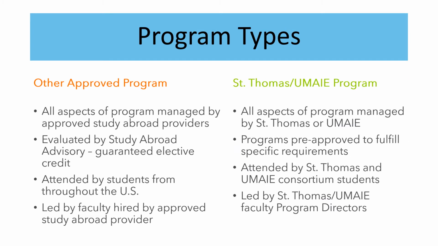There are two types of J-Term programs. For other approved programs, all aspects of the program are managed by approved study abroad provider organizations. These study abroad providers' programs are evaluated by our study abroad advisory, and the credits from these courses are guaranteed St. Thomas elective credits. These programs are attended by students from all over the U.S., not just St. Thomas, and the programs are led by trained staff and faculty that are hired by the approved study abroad provider.